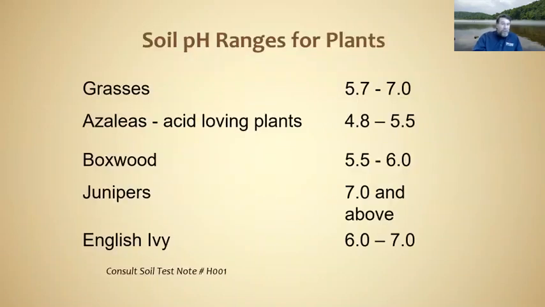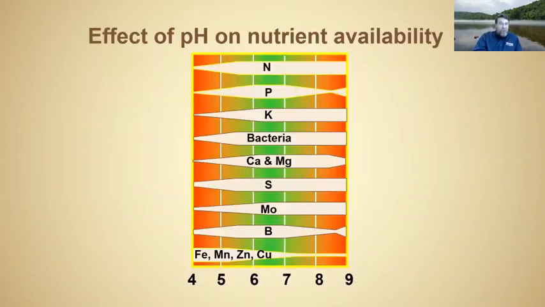Now, why is pH important? We can see here from this slide that different types of plants like pH ranges to be a little bit different. The grasses are labeled as needing 5.7 to 7, whereas the boxwood is 5.5 to 6.0. So the crop that you're growing will have a pH range that it really likes for its soil to be in. But there's another reason why pH is important.